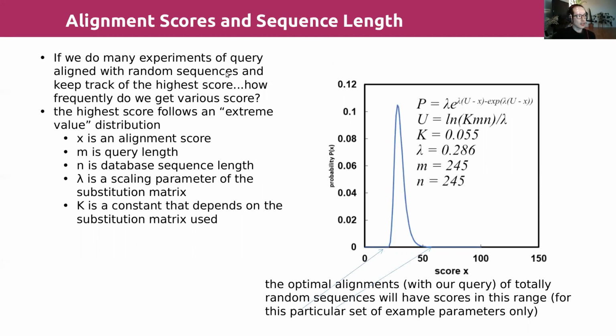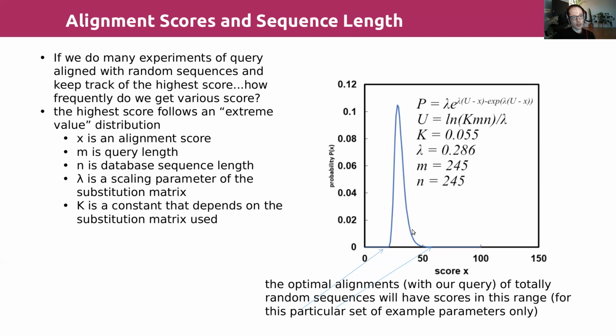Alignment scores and sequence length. If we do a lot of experiments of a particular query aligned with random sequences, and we just keep track of the highest score every time, and we ask how frequently do we get certain scores, we would see that the highest score tends to follow what's called an extreme value distribution, a probability distribution, where the majority of results would be clustered in this peak here, this mountain in the distribution. You can think of this as a frequency or a probability.